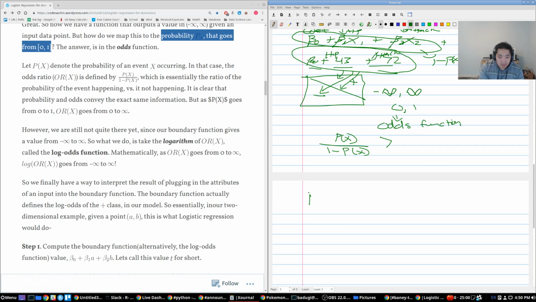It uses the probability P of x over 1 minus P of x. This is the odds function, basically. And this is essentially how logistic regression calculates. It doesn't really tell you exactly how this works, so let me look at a different source.